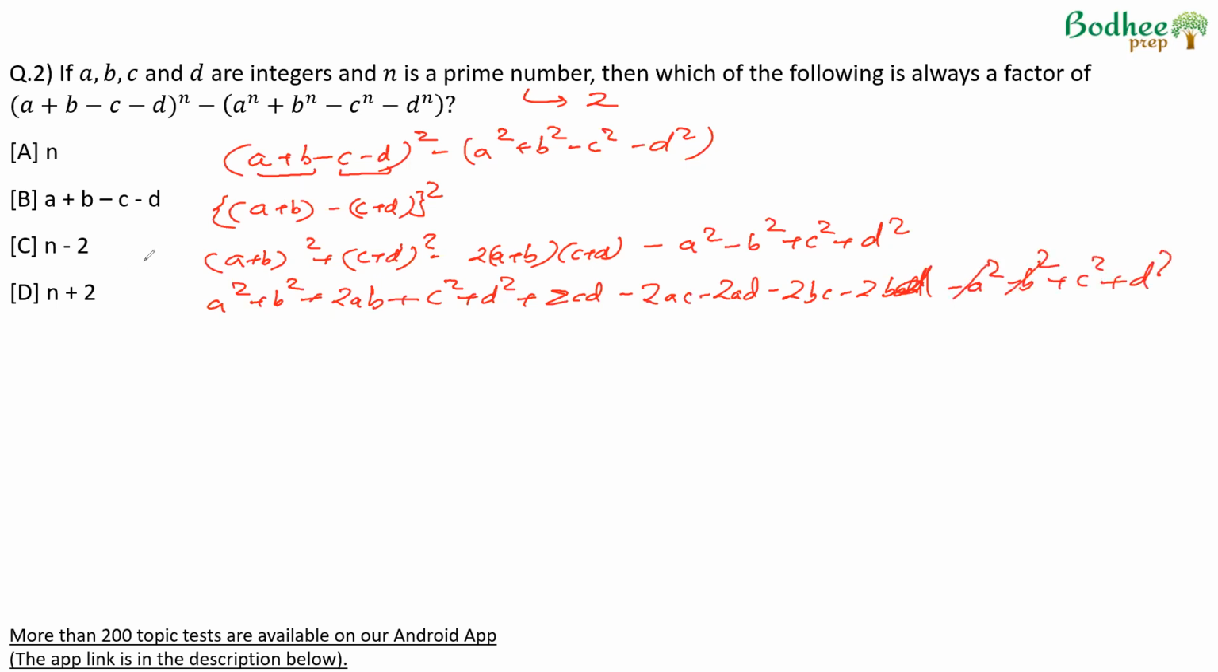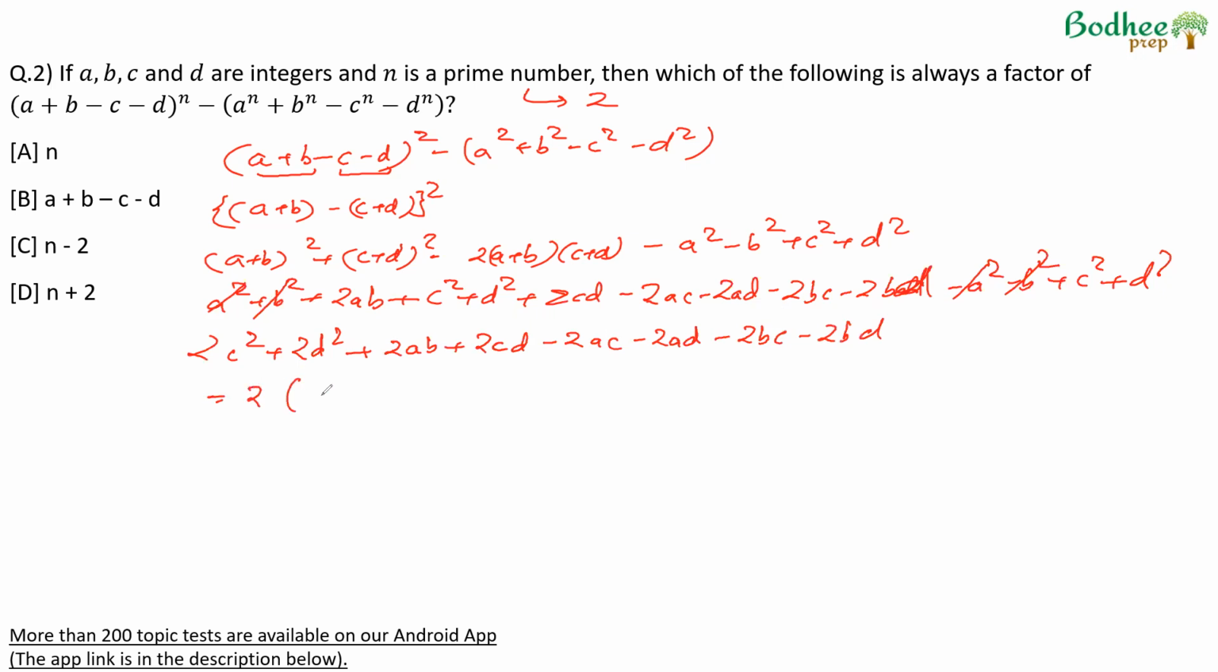A square, B square cancels out. C and D is positive, therefore 2C square plus 2D square plus 2AB remains as it is. 2CD also remains as it is. Minus 2AC remains as it is. 2AD remains as it is. 2BC remains as it is. 2BD remains as it is.